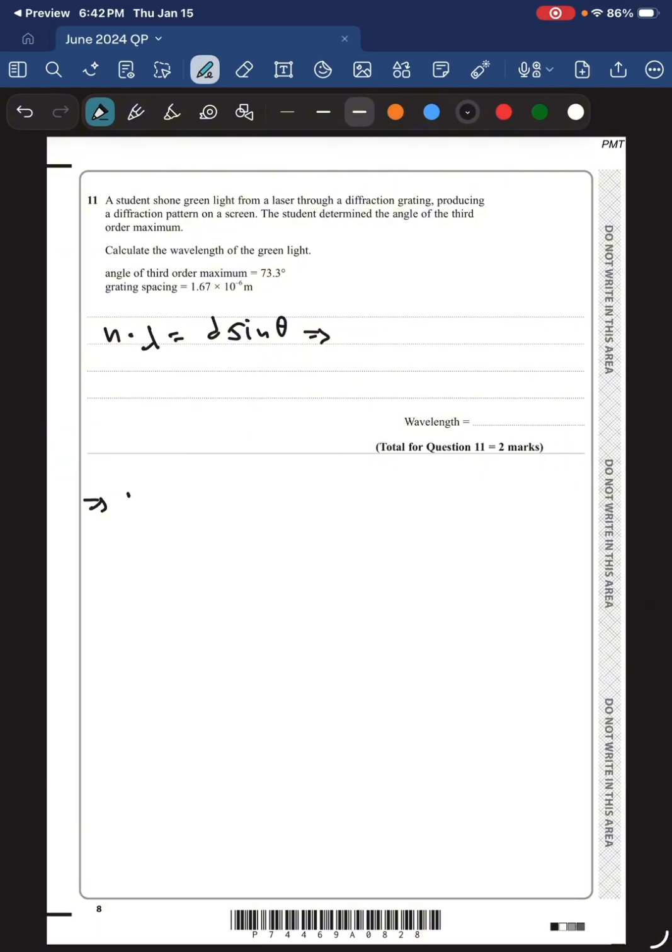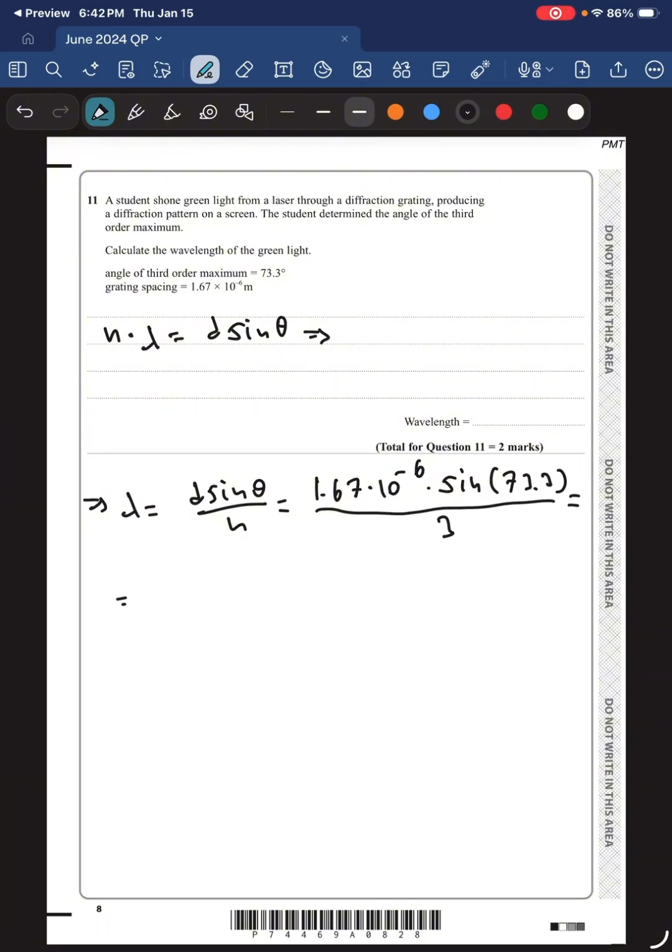Okay, so we have to solve for lambda. So d sine theta over n, and d is 1.67 times 10 to the negative 6 times sine of 73.3 over 3. And this gives me 533.19 nanometers.